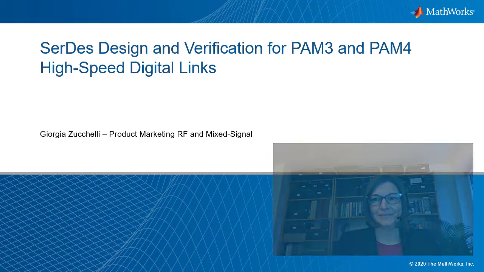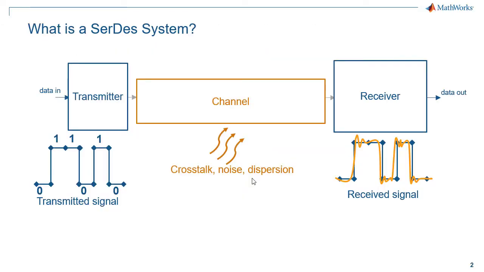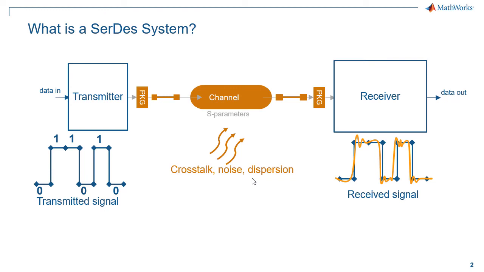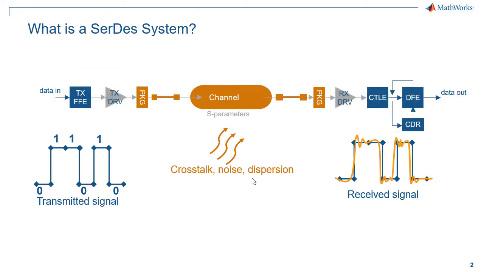So let's get started. If you're not familiar with high-speed digital links, this is how a typical SerDes system looks like. It is composed of a transmitter, a channel representing the physical interconnect, and a receiver. The channel introduces imperfections such as noise, dispersion, and crosstalk. And these imperfections need to be corrected by analog and digital equalization algorithms. Most of the equalization complexity is in the receiver, where the digital signal is recovered after being distorted by the channel.